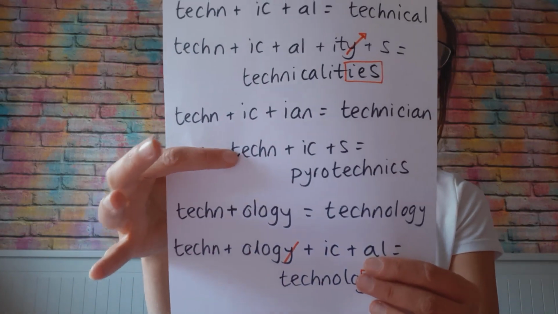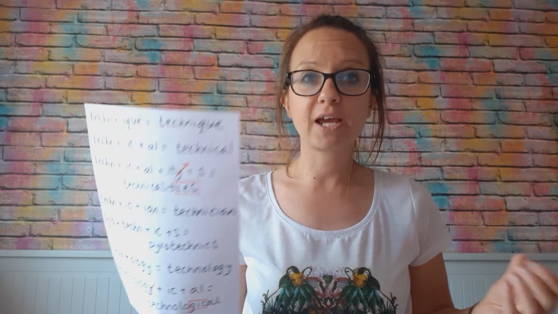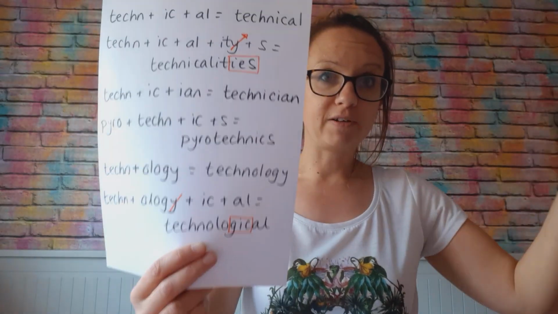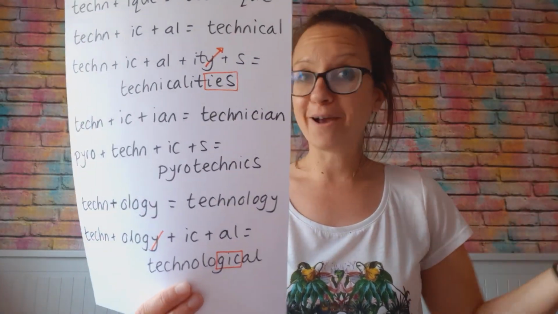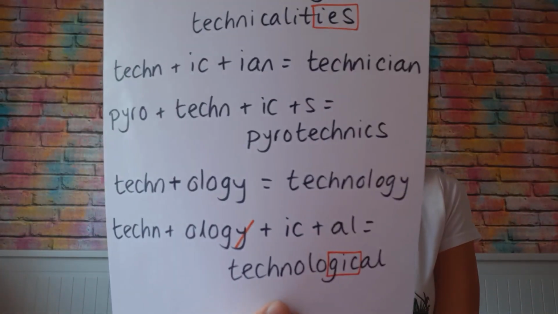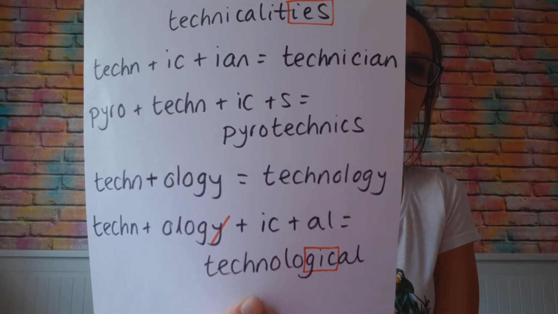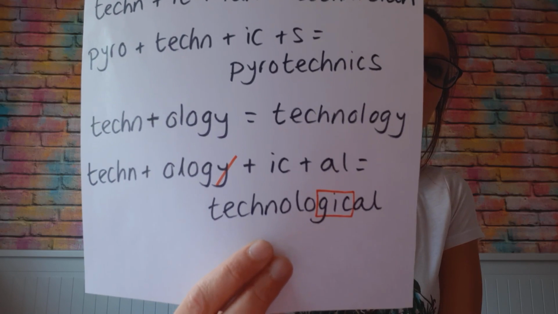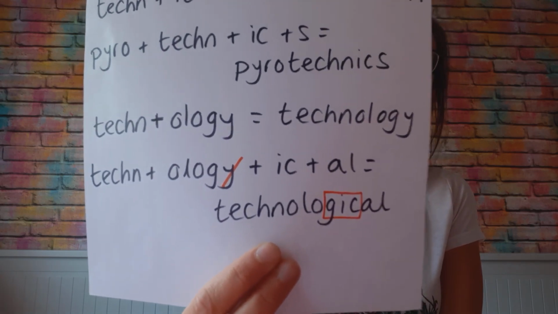Pyrotechnics, pyro, means relating to fire. So pyrotechnics is actually like the posh word for fireworks. So pyrotechnics is something that's, you know, very skillful to do with fire. Fireworks are very skillful to make. So pyrotechnics there is to do with fireworks. Technology, the study of technical stuff, which as I said earlier.